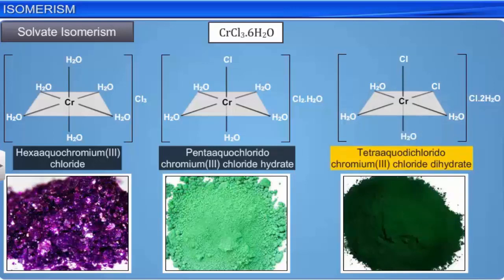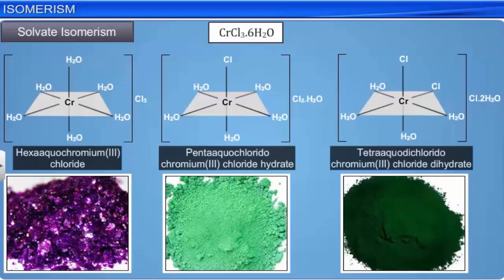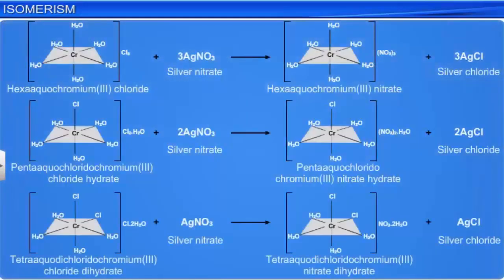These isomers have different chemical properties. On reacting with silver nitrate to test for Cl⁻ ions, we would find 3, 2, and 1 chloride ions in the solution respectively.